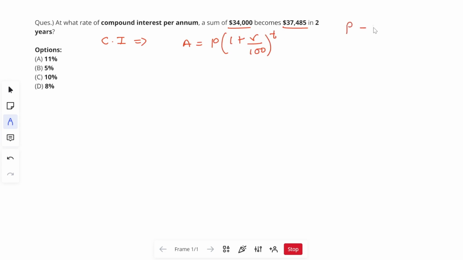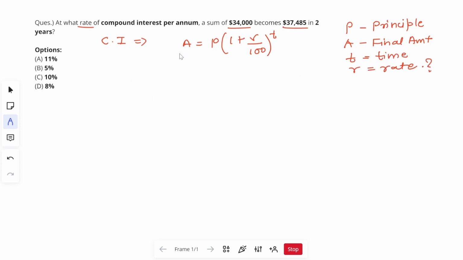Here, P stands for principal, A stands for final amount, T stands for time, and R stands for rate. What we are asked is at what rate, which means we are asked for this value, and everything else is given to us. Let's start substituting the values that we have.